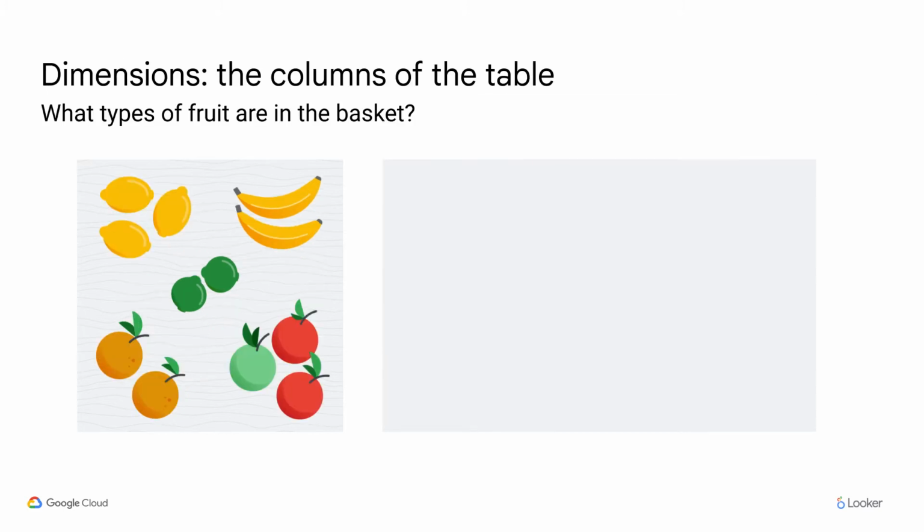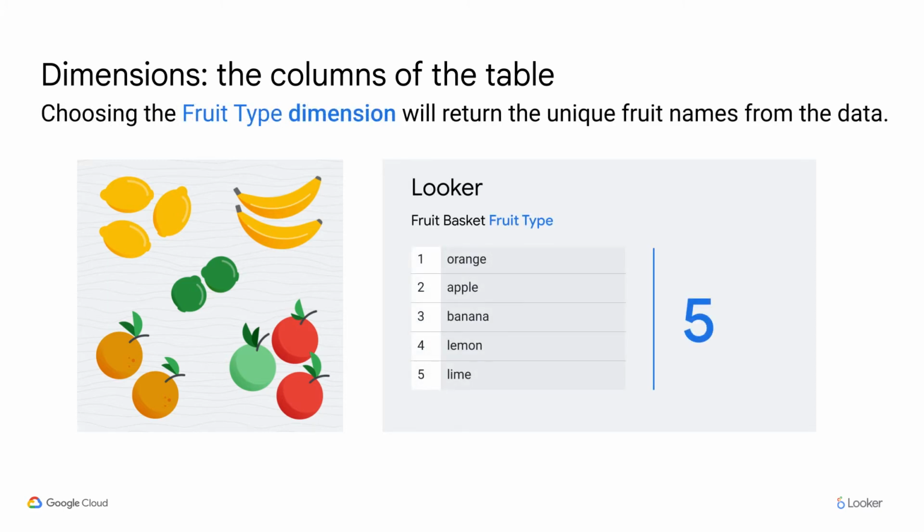Using this data set, you can ask a question like, what types of fruit are in the basket? What is the dimension you need here? Fruit type. When you select a dimension in Looker, only the unique possible values are displayed. As such, the fruit type dimension returns 5 rows for the 12 fruits, one each for oranges, apples, bananas, lemons, and limes. Even though you can see in the basket there are 3 lemons, 2 bananas, and so on, you don't get multiple rows for them. You only have 1 row for each.